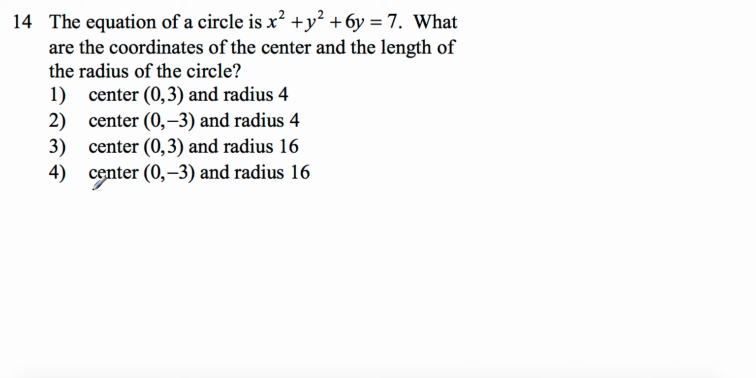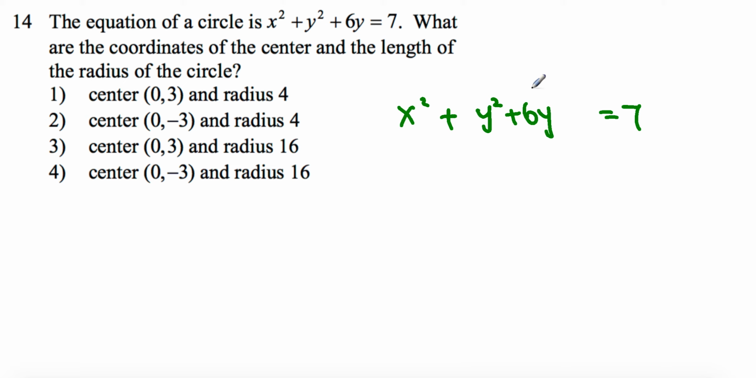Number 14. Now, the equation of the circle. Now, what we have to do is we simply have to complete the square. So here we get x squared, but I don't have any other x terms, so this is completely squared as well, plus y squared plus 6y, I'm going to leave blank, and then equals 7.